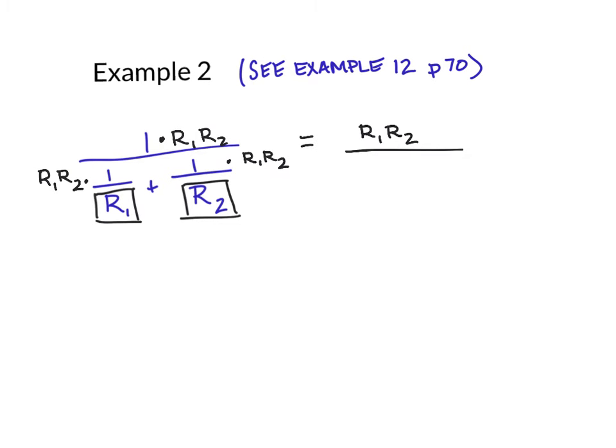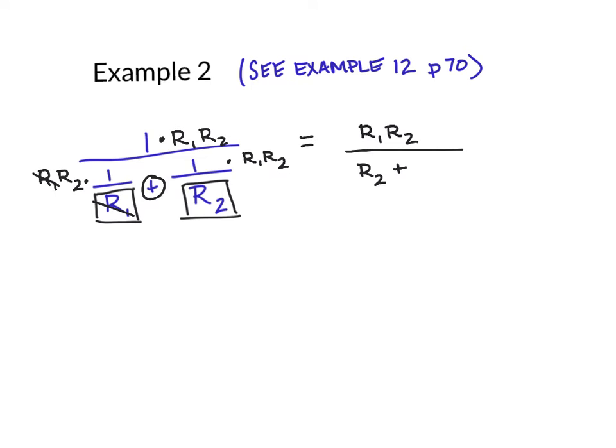And on the bottom, I have an R1 on the bottom and an R1 that I'm multiplying by, so those R1s I can cancel. I cannot cancel the R2 there. R2 times 1 is going to give me R2. Then I come to my plus sign. I'm going to bring that over.